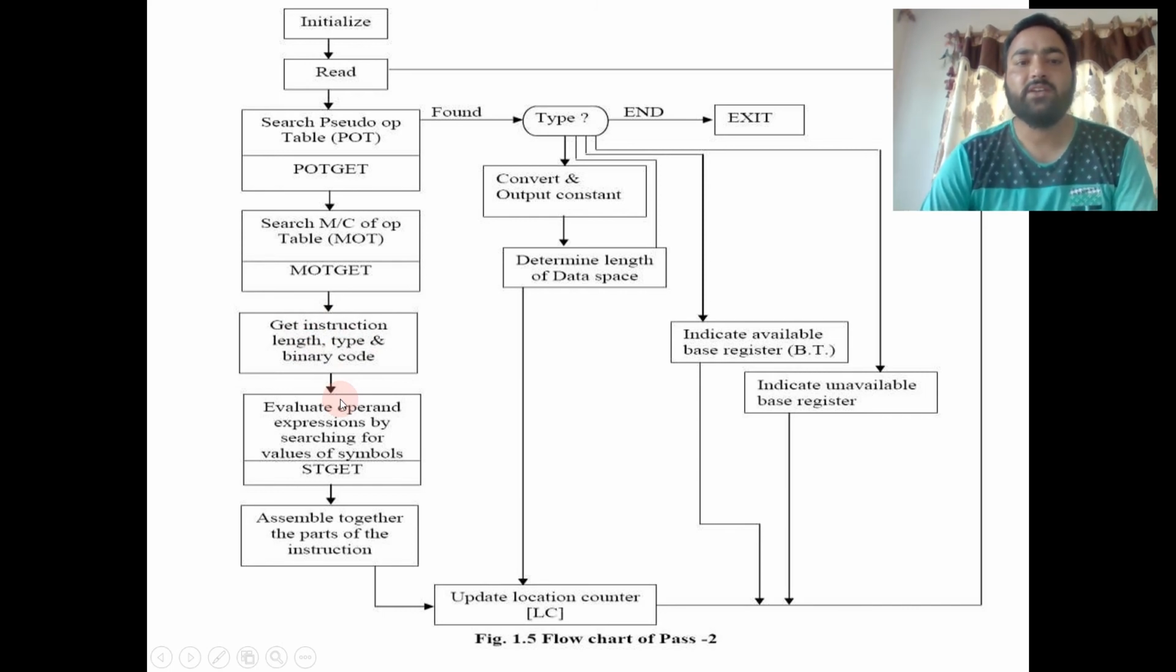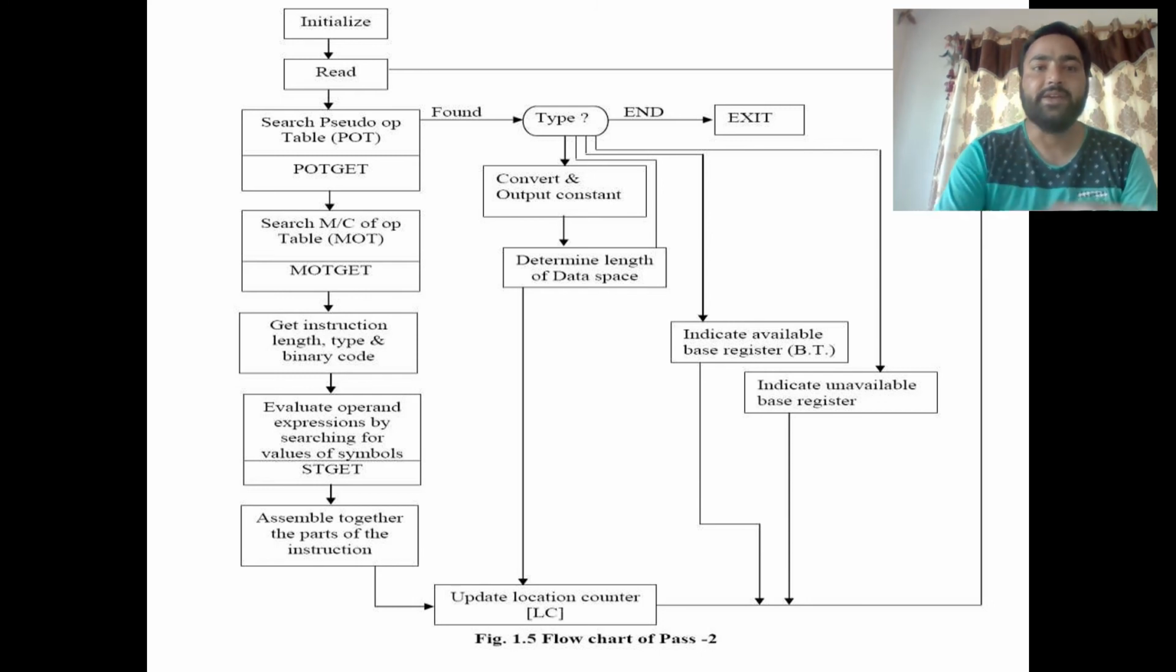Then we evaluate the operand expressions by searching for the value of symbols used in the program from the symbol table using the symbol table get function. After that, we assemble together all the parts of the instruction, and then we update the location counter's value, and we move to the next instruction to be read from the pass 1 entries.